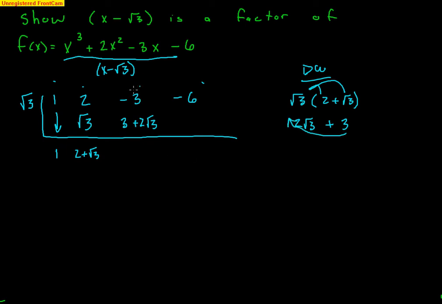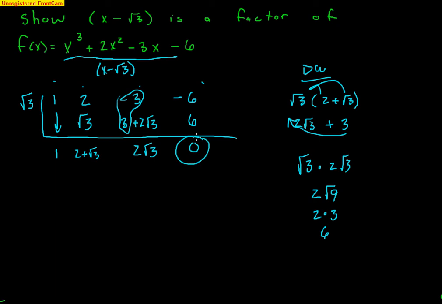When I add, I can add the negative 3 and 3. Those are plain numbers, so they can add and get 0. So I get 2 radical 3, because the 3 and the negative 3 canceled out. Once again, I'm going to do some dirty work. I have to multiply radical 3 times 2 radical 3. Well, that's going to be 2 radical 9, and 2 radical 9 is 2 times 3, which is 6. So I get a 6 left over, and that column adds up to 0, and that's awesome news. That means my remainder was 0, hence proving that x minus radical 3 was a factor.